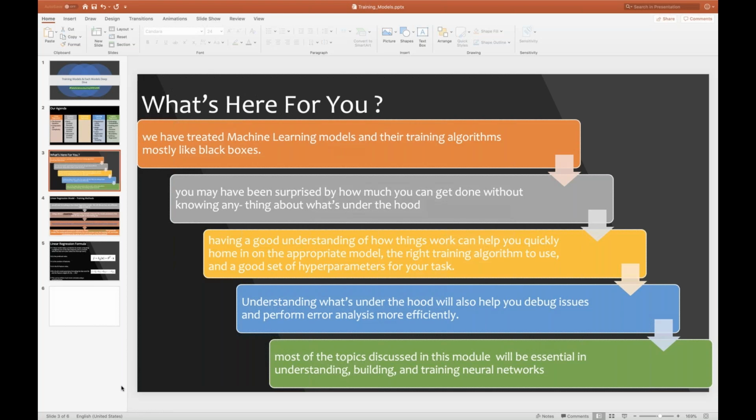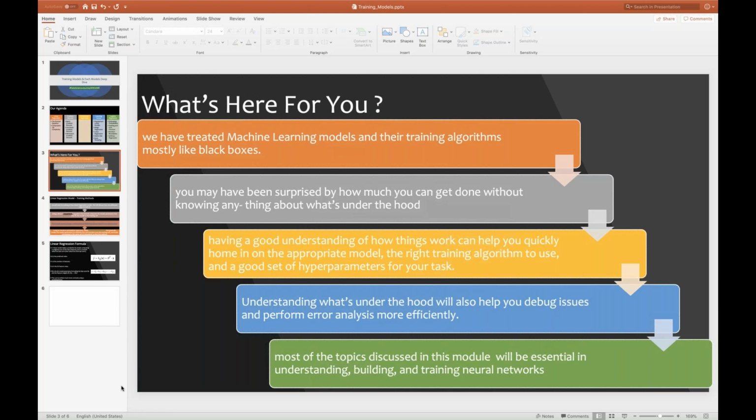But practically, having a good understanding of how things work can help you quickly home in on appropriate models, the right training model to use, and a good set of hyperparameters for your task. When I say hyperparameters, folks, just recall that hyperparameters are the parameters you give to your model so that you can fine tune your features and estimators so they give you the best predictions. You must be aware of that.